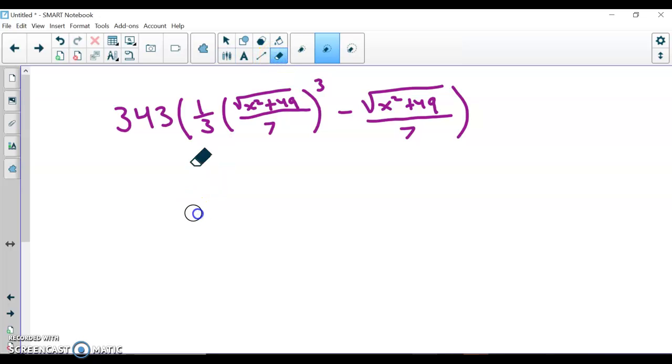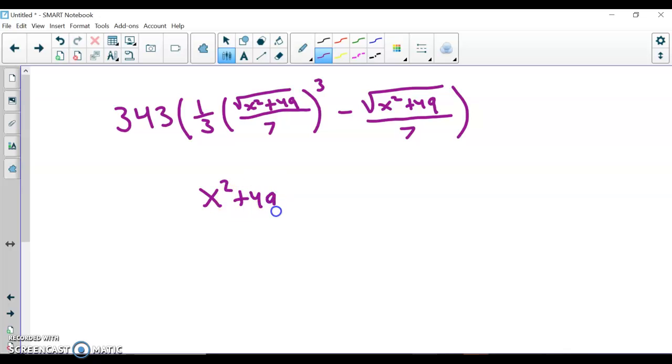So I'll put it. We've got this x squared plus 49 up top. And if you notice, it's got the half power on it because it's a square root, but then it also is getting cubed. So together, that is an exponent of 3/2. And if you remember, the 7 cubed is 343, which cancels this 343, so that just leaves that 1/3, and we'll put it over 3 for now as the denominator.